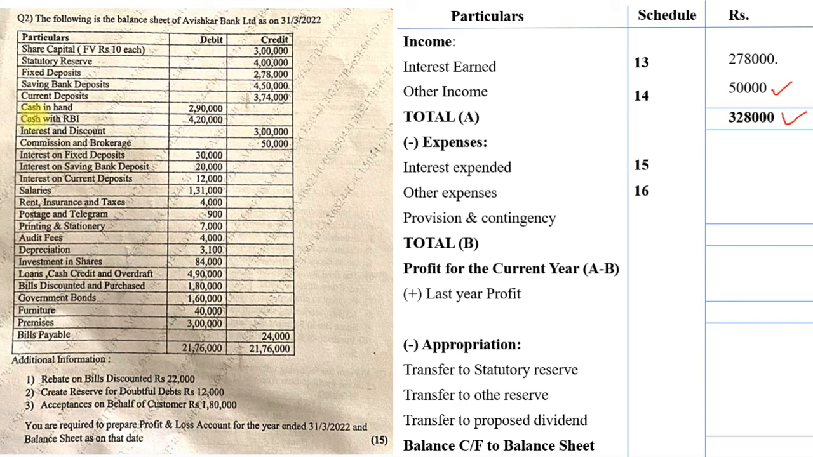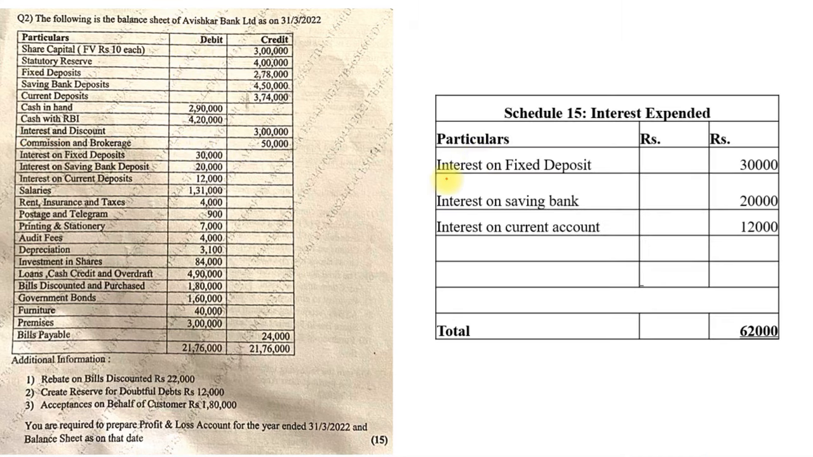So let us check what all things are given. See, we have already done interest and commission. The two things have been crossed out. Now I can see below interest on FD, interest on saving account, interest on current account. These are my three things which are given, and these are expenses on the debit side. So schedule number 15, interest expended. I'll write interest on FD, interest on saving account, and interest on current account: 30,000, 20,000, and 12,000, which comes to 62,000. 30 plus 20, 50 plus 12 is 62,000.